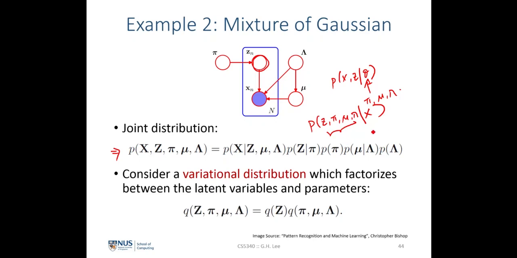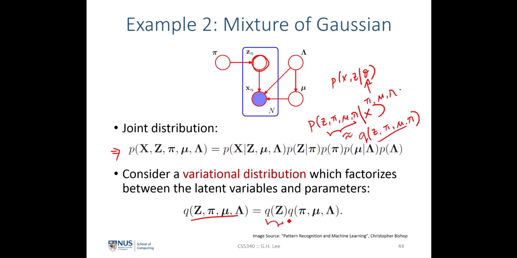Now, what we want to do is to come up with a proposal distribution over all the latent random variables z, pi, mu, and lambda. We want to make use of this to approximate this posterior distribution. And we have seen that according to the mean field approximation algorithm, this joint proposal distribution can be factorized into two factors over here.